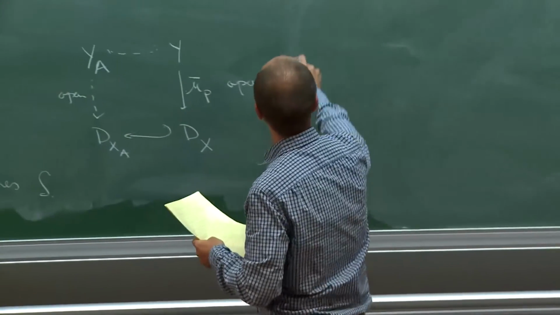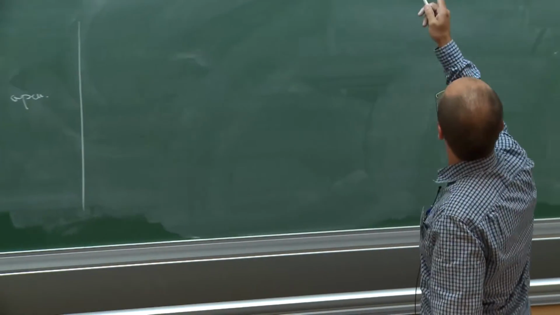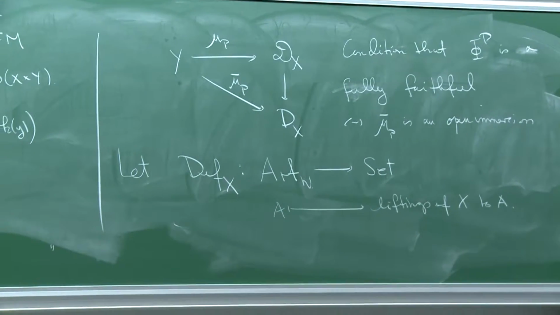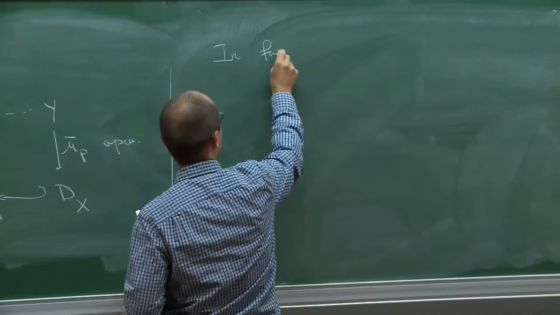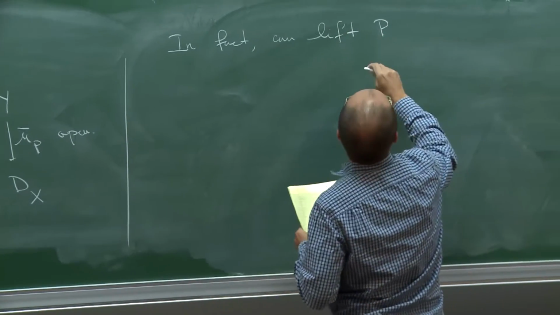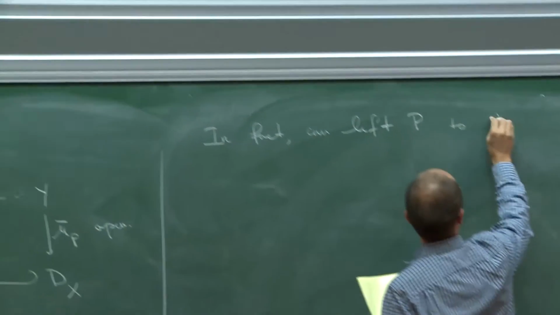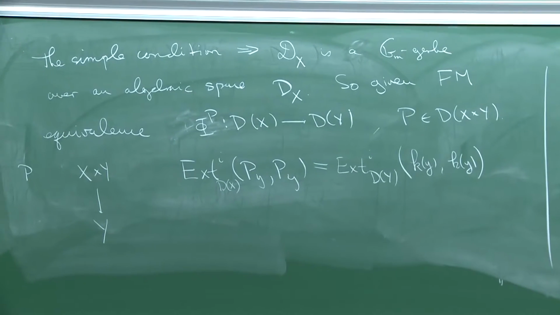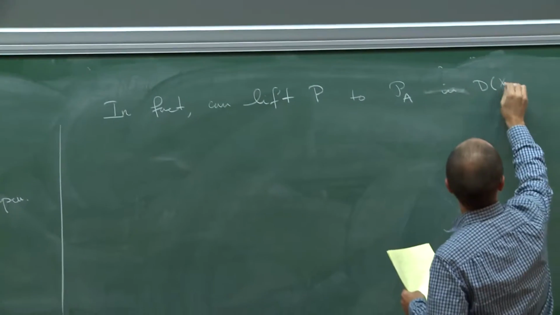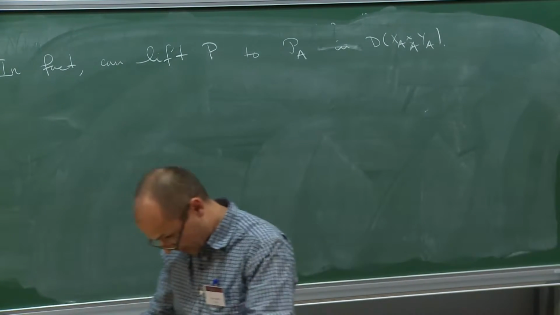Now, in fact, there's a little bit more here, which is you can lift the p. So you see there's an annoying thing, which is that the Roman font dx is something like a coarse moduli space, and you really want to lift the Fourier-Mukai transform too. So in fact, this takes a little more work. Can lift the p, which is really this map mu p to pa over in d of xa cross over a with y. Okay, so this takes some more work, but let me not dwell on that.